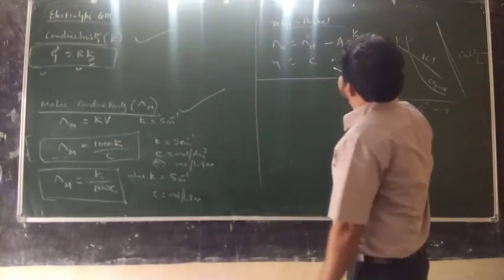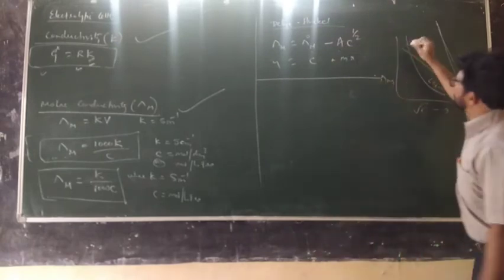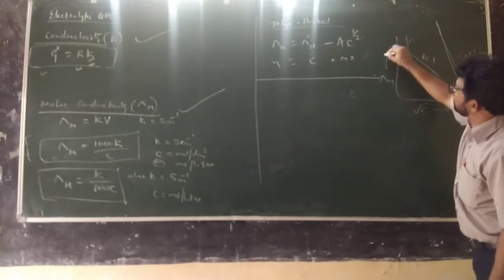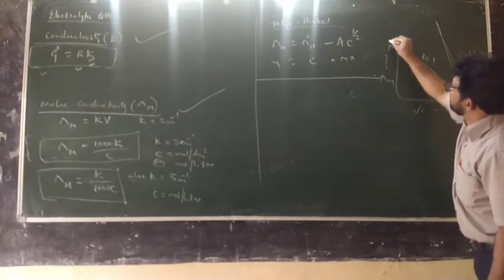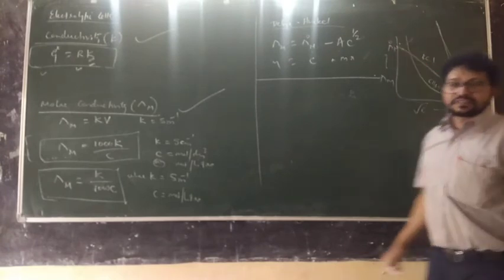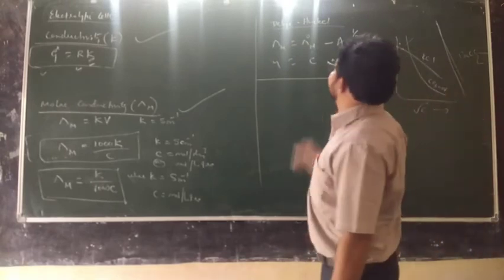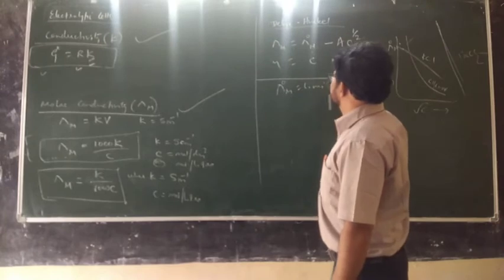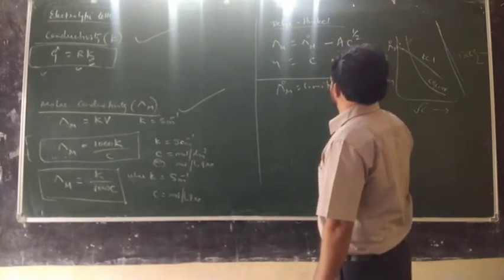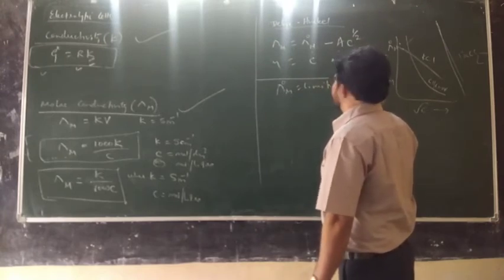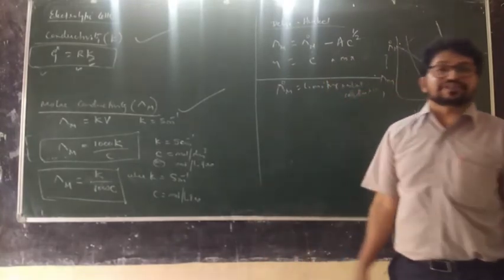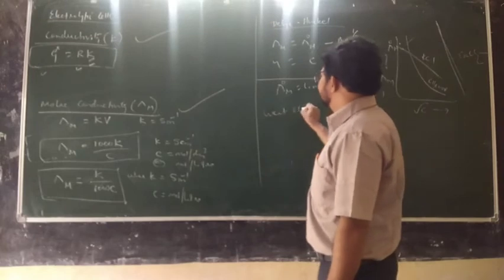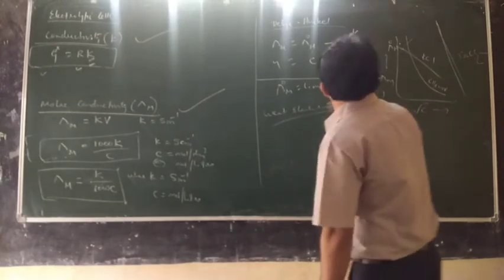See, from this equation you can easily calculate it for strong electrolytes. If you produce it to the zero line, what do you get? This is lambda naught m, the limiting molar conductivity. How is it calculated? By producing the graph to zero concentration. But for a weak electrolyte, what to do? For a weak electrolyte, you cannot produce the graph now.